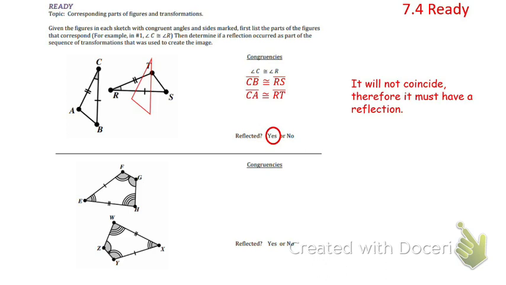Now on the next one, there's a lot more parts. I'm looking at that one and I'm seeing 6 things that are marked congruent. So when you do this one, you have to list 6 things this time and then determine whether reflection is involved. If you have the tracing paper, you might need the tracing paper just to kind of turn it if you can't just look at it and tell, okay? So good luck with the rest of the ready.